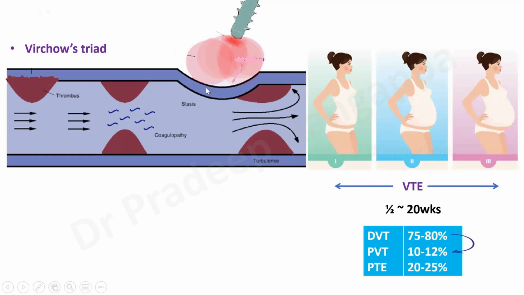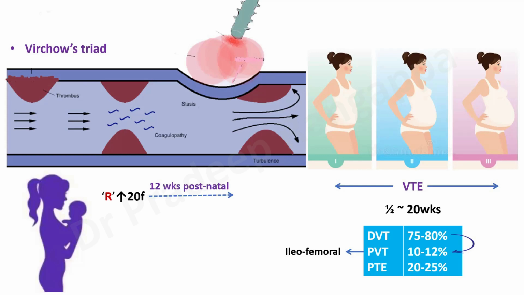It is shown that 75 to 80% of them develop DVT, out of which 10 to 12% constitute pelvic vein thrombosis. Pulmonary thromboembolism occurs in 20 to 25% of the patients. And pelvic vein thrombosis is predominantly iliofemoral thrombosis.